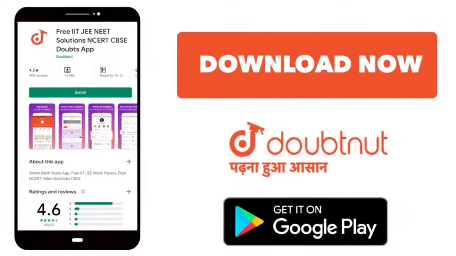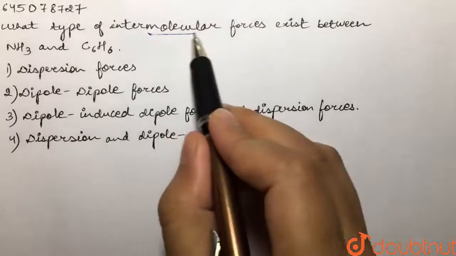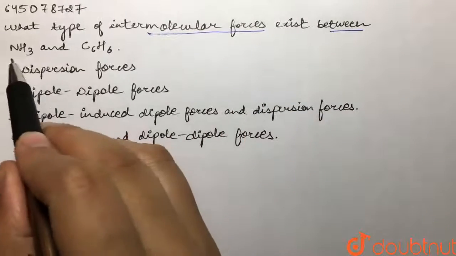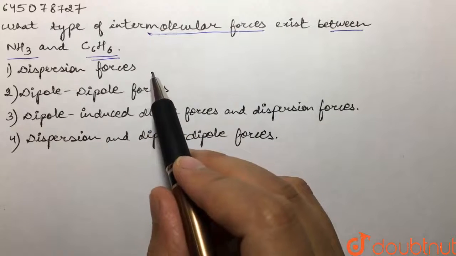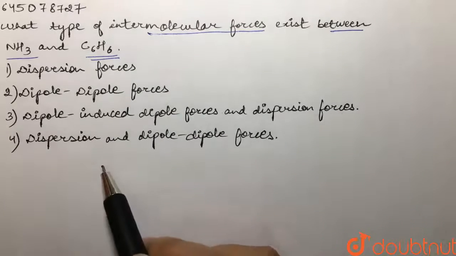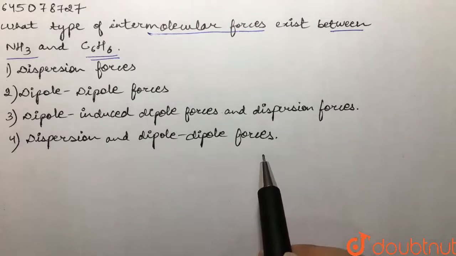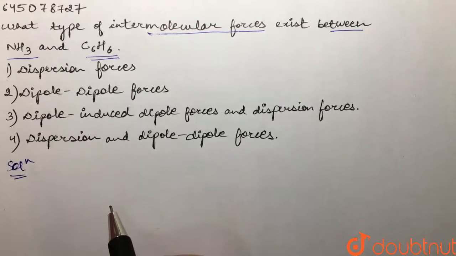Download Doubtnut app today. Our question is, what type of intermolecular forces exist between ammonia and C6H6, that is benzene? Dispersion forces, dipole-dipole forces, dipole-induced dipole forces, and dispersion forces, dispersion and dipole-dipole forces. So over here we are supposed to tell what type of intermolecular forces exist between ammonia and benzene.